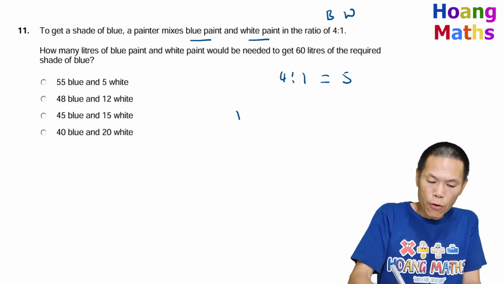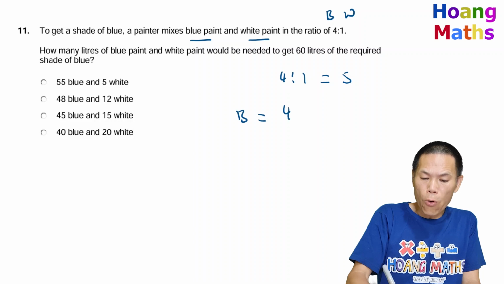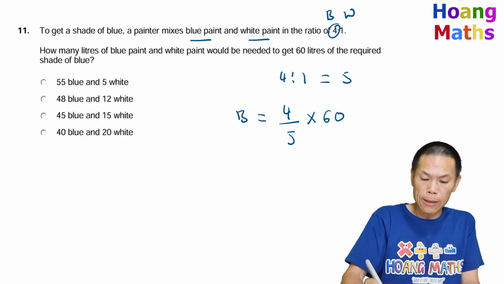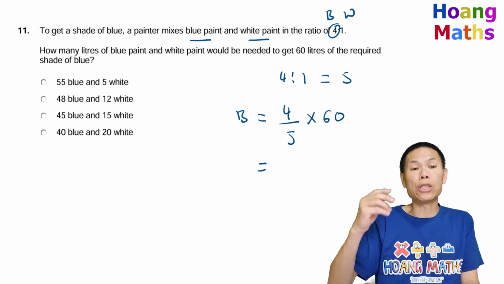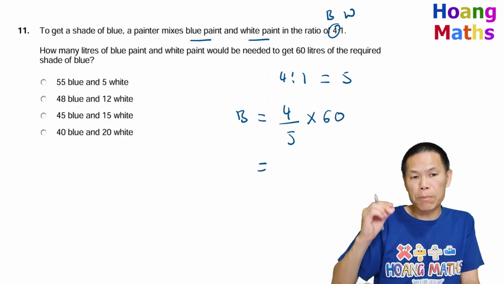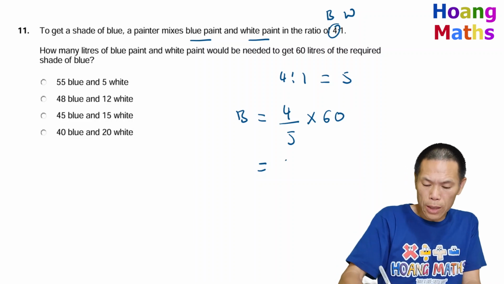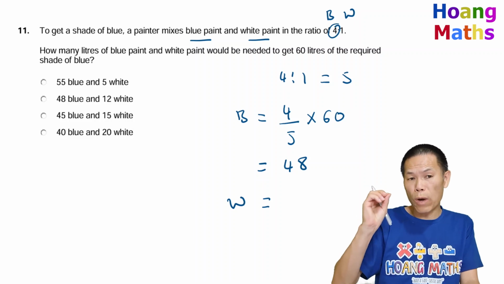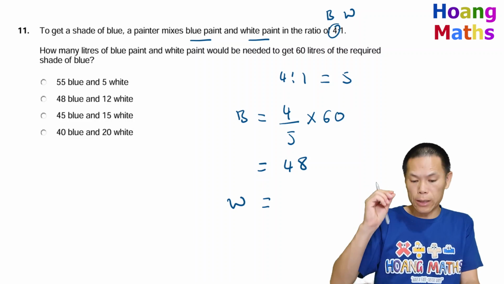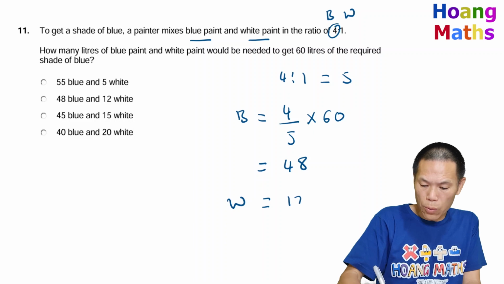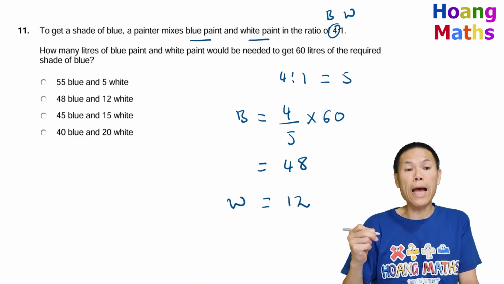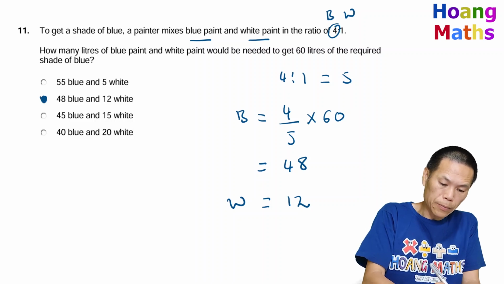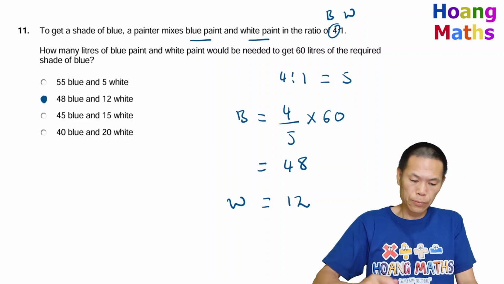So therefore, for blue, that means 4 over 5, because blue is 4 parts, and we times 60. Or you can just go 60 divided by 5 first, which gives me 12, and 12 times 4 is 48. And white is only 1 part, so 60 divided by 5 gives me 12. So blue is 48, white is 12. So that will be here. So there you go.